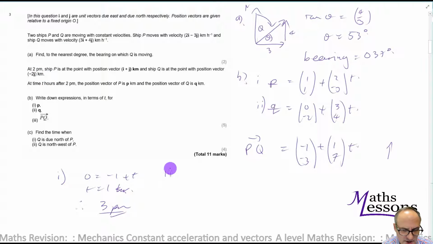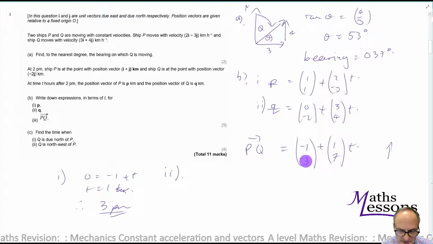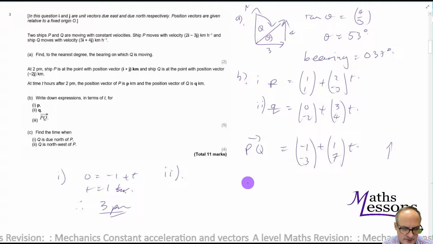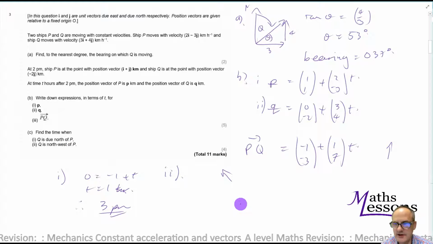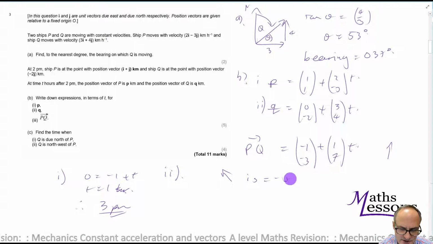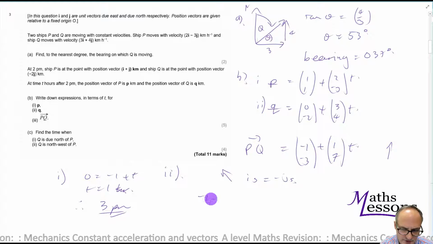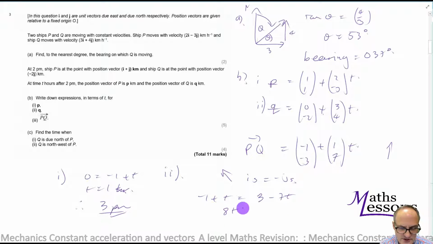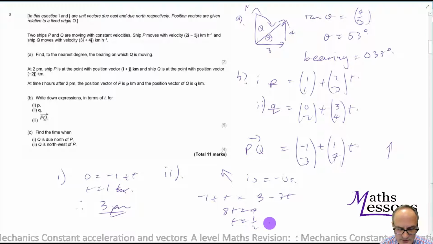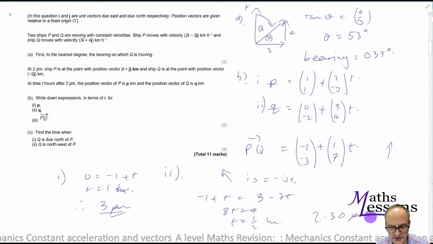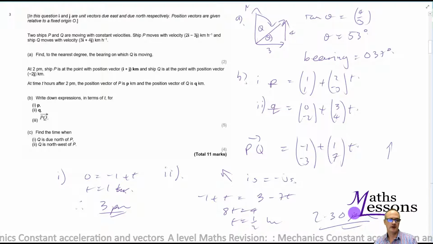Part 2, we know that if it's northwest, then the i and j components are going to be that way. Then what we realise is that the i's will be equal to minus the j's. So therefore, we've got minus 1 plus t will equal minus this, 3 minus 7t. So we get 8t will equal 4, so t will equal half an hour. So therefore, the time is going to be 2:30 p.m.